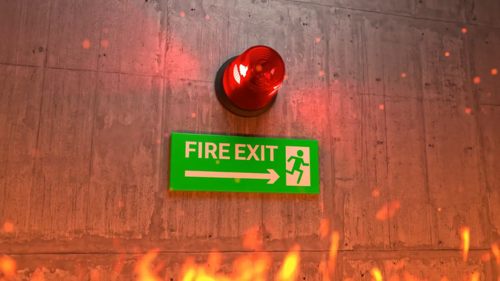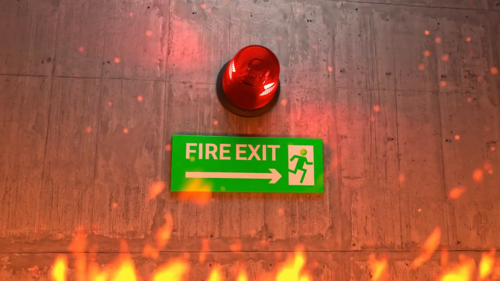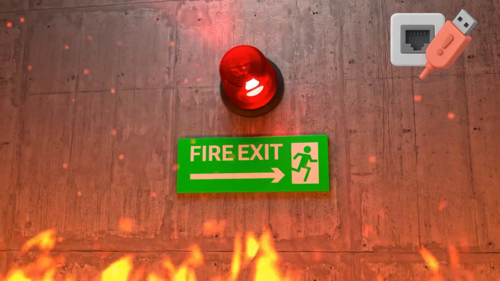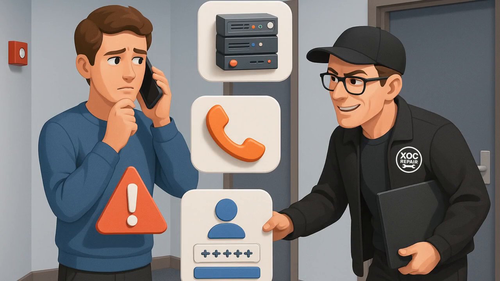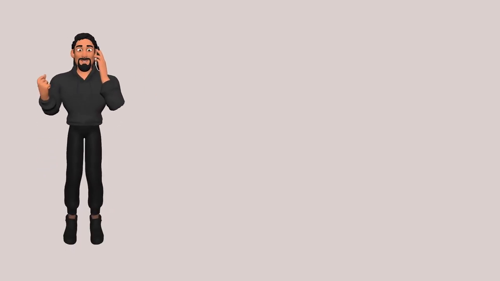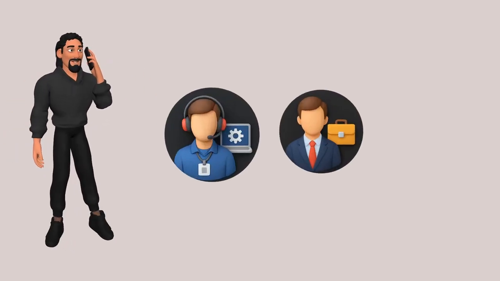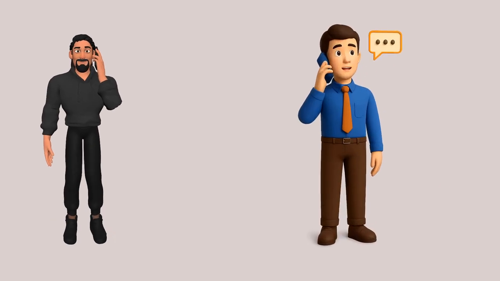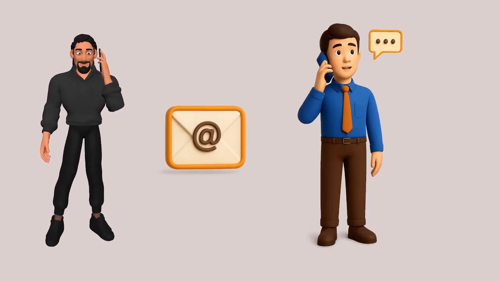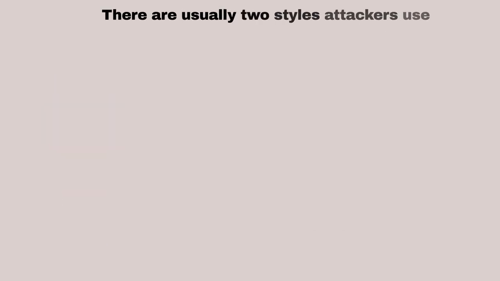Another example is someone sets off the building fire alarm. During the confusion, they walk right in and connect a rogue device to the open network port. If these attacks work, it's not because of technical flaws. It's because someone trusted the wrong person. Impersonation is one of the core tactics in social engineering. In this case, the attacker pretends to be someone the target might trust, like an IT tech, an executive, or a vendor. It works best when the target cannot easily verify who they're talking to, like in an email or over the phone.